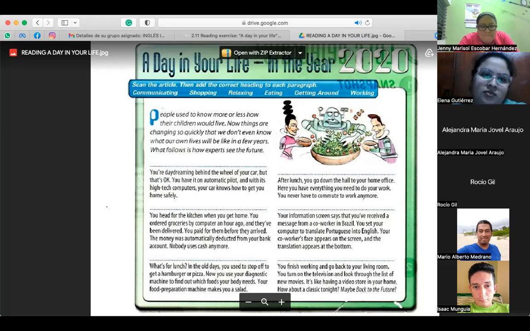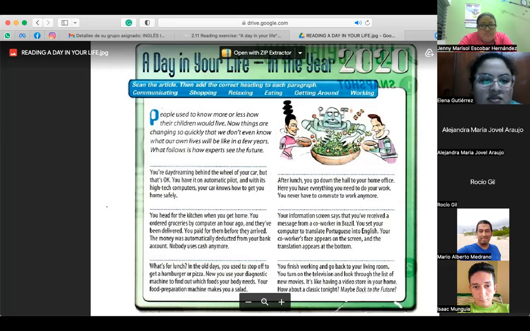Okay, who wants to make the second paragraph, or any? You don't have to go in order. Elena. Okay. You have food in the kitchen when you get home. You ordered groceries by computer an hour ago, and they've been delivered. You paid for them before they arrived. The money was automatically deducted from your bank account. Nobody uses cash anymore.